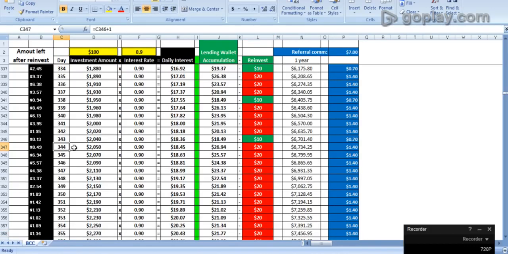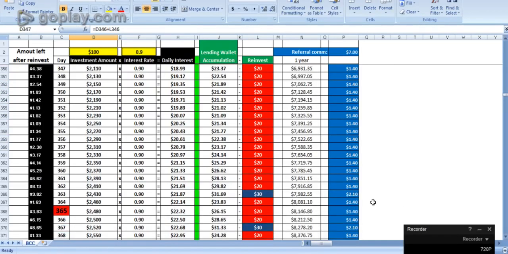Now, it's still not even a year yet. It's day 344, almost a year, but not yet. Your initial investment is now $2,050, and you're getting $18.45 a day. And now you can see the daily reinvestments are at 20 and 20 every day.